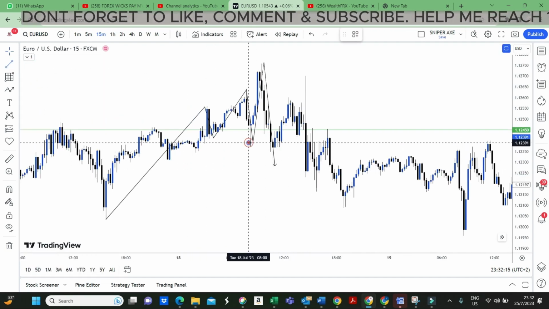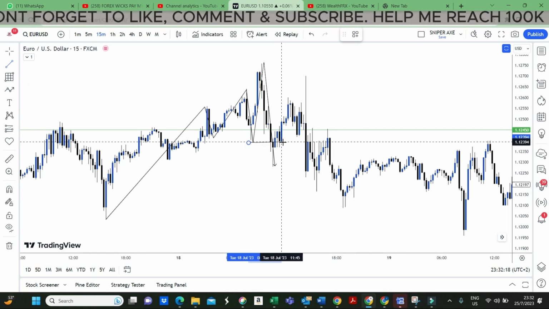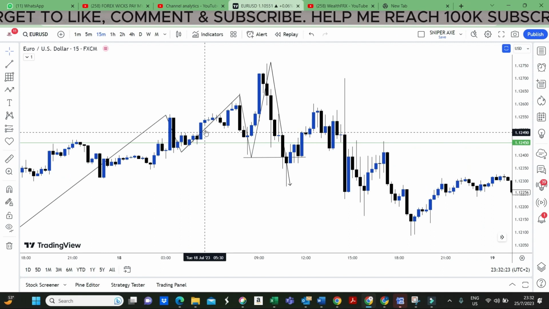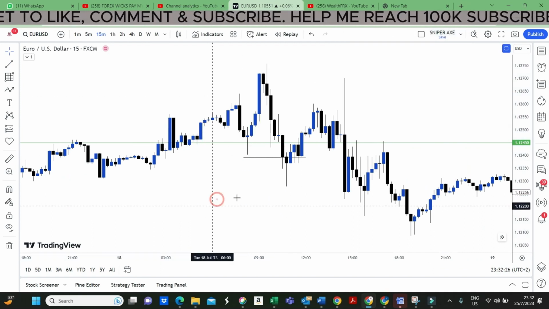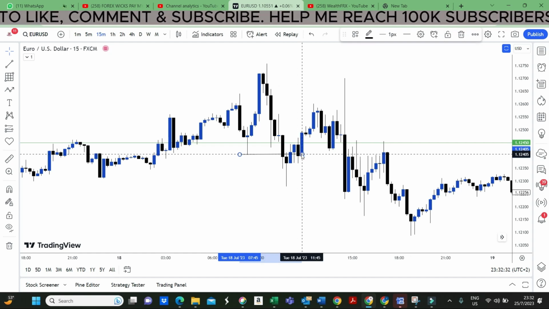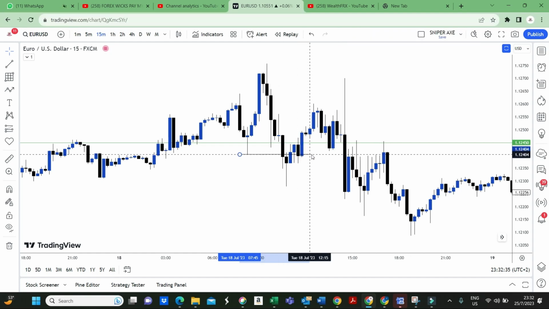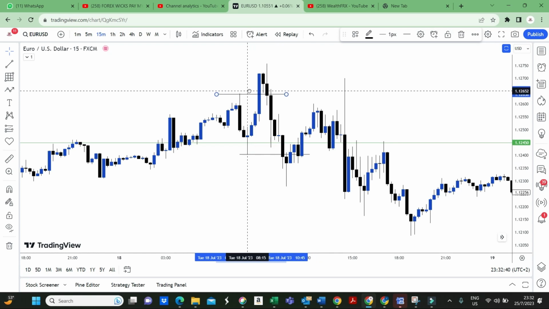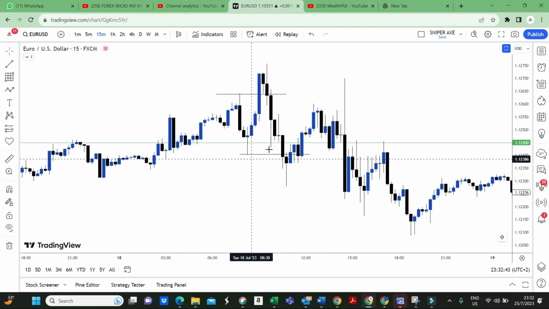So after that, you see that we have a CHoCH there. That's the first CHoCH that I actually saw in this case. So after that, let me remove this for the sake of a clean chart. After seeing this CHoCH, remember we said we had a BMS to the upside. We had a BMS so that our structure becomes clean. We had a BMS, so this violation, this is a CHoCH.